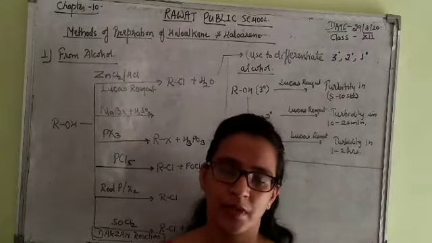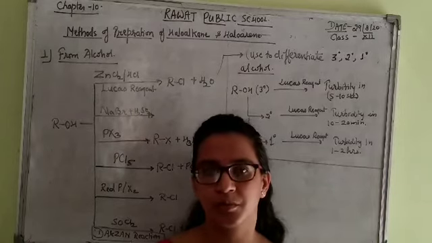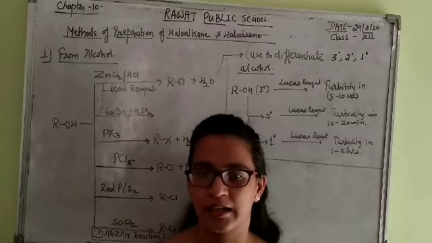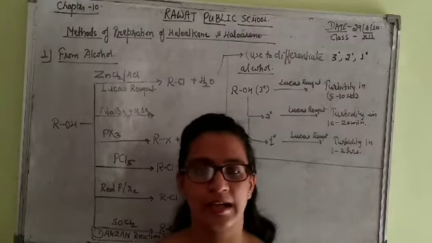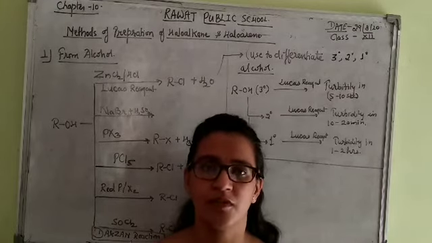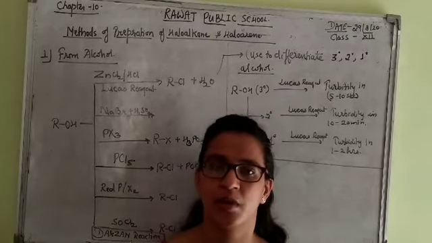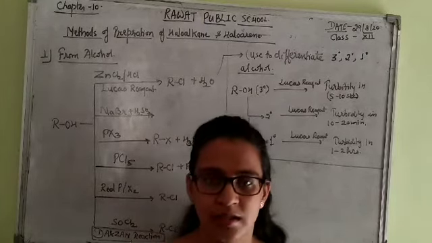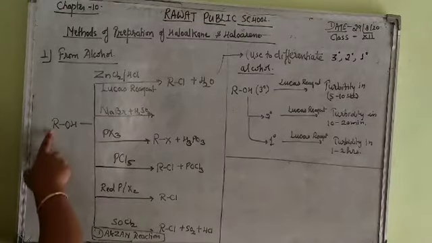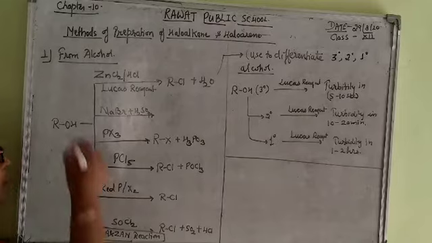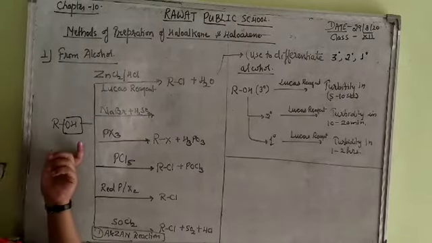So in the method of preparation, we learn how we can prepare different kinds of haloalkanes from different organic compounds, like alcohols, aldehydes, and alkanes. In this particular lecture, we will learn about the method of preparation from alcohols only. As we know, when there is an alkyl group and an OH functional group, it means alcohols.